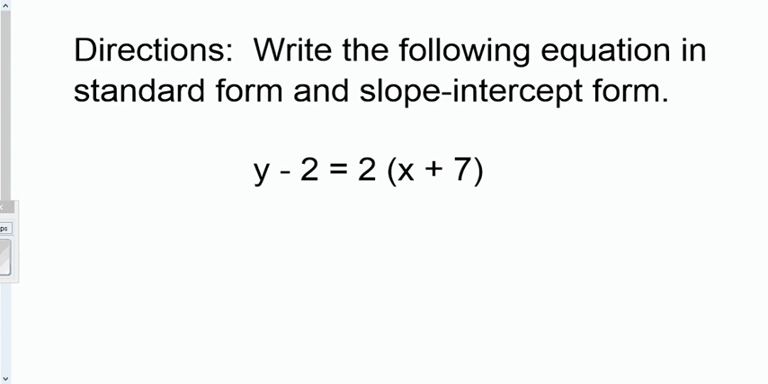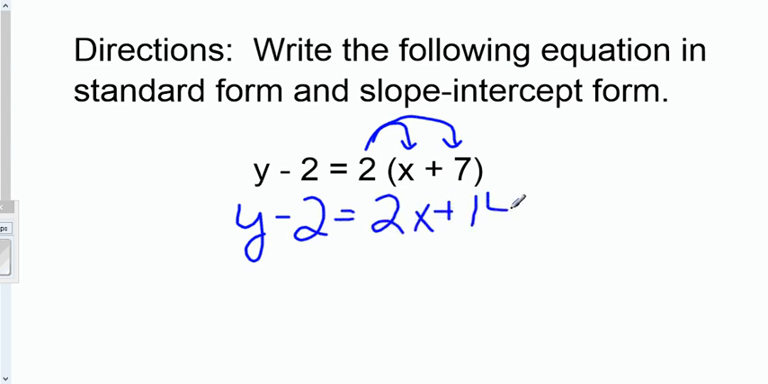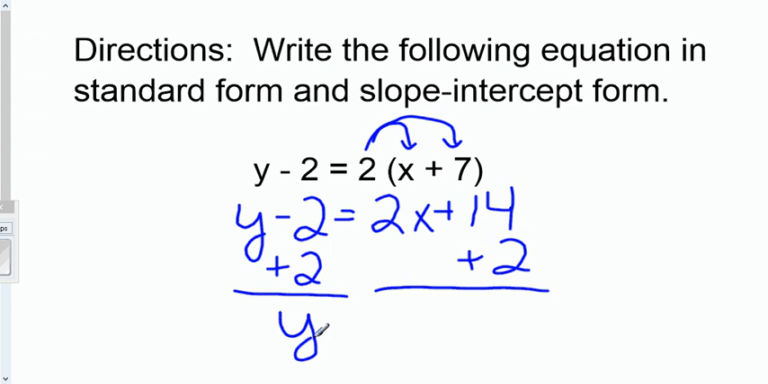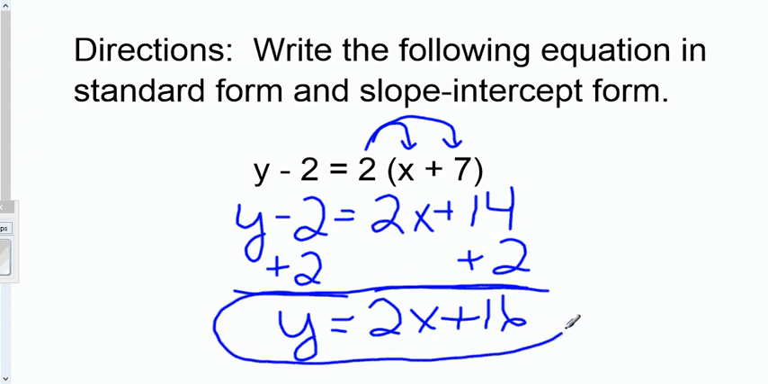I generally think it's easier to do slope-intercept form first and then change that into standard form. So slope-intercept form, I know I need y by itself, but in order to be able to combine like terms, the first thing I need to do is distribute. So I'm going to distribute my 2, and I'm going to get y minus 2 equals 2x plus 14. Now I can add 2 to both sides, so that y is by itself, and I'm going to get y equals 2x plus 16. So that is my slope-intercept form.